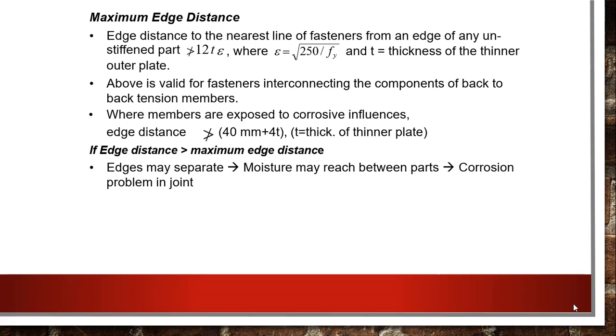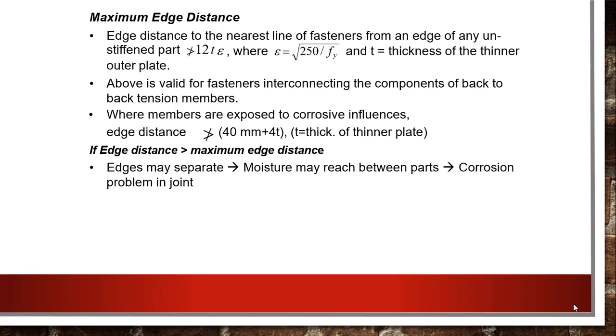The above is valid for fasteners interconnecting the components of back-to-back tension members, where members are exposed to corrosive influences. In that case the edge distance should not be greater than 40 mm plus 4 t, in which t is the thickness of the thinner plate. If the edge distance is greater than the maximum edge distance, edges may separate, moisture may reach between the parts, and a corrosion problem takes place in the joint.